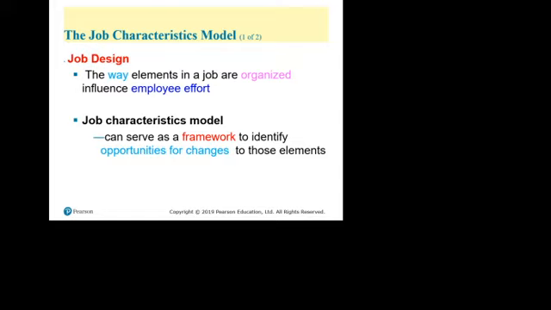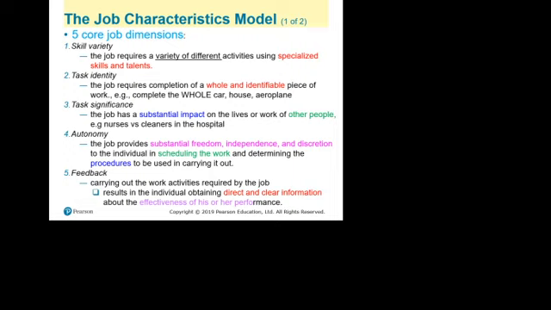So this JCM can serve as a framework to identify opportunities for changes to those elements, especially if we understand the 5 elements or core job dimensions under JCM. So under JCM, there are 5 core job dimensions. First one is skill variety. Second one is task identity. Third one is task significance. Fourth, autonomy. And fifth, feedback.